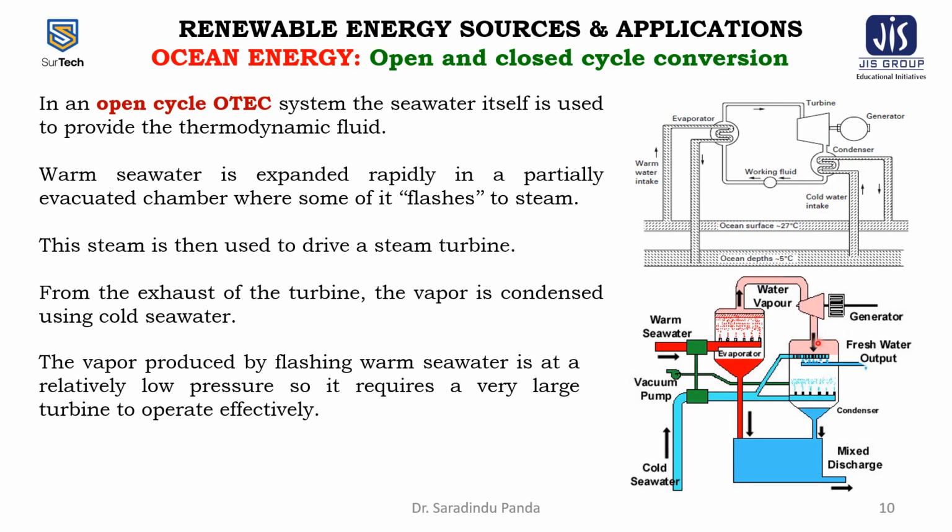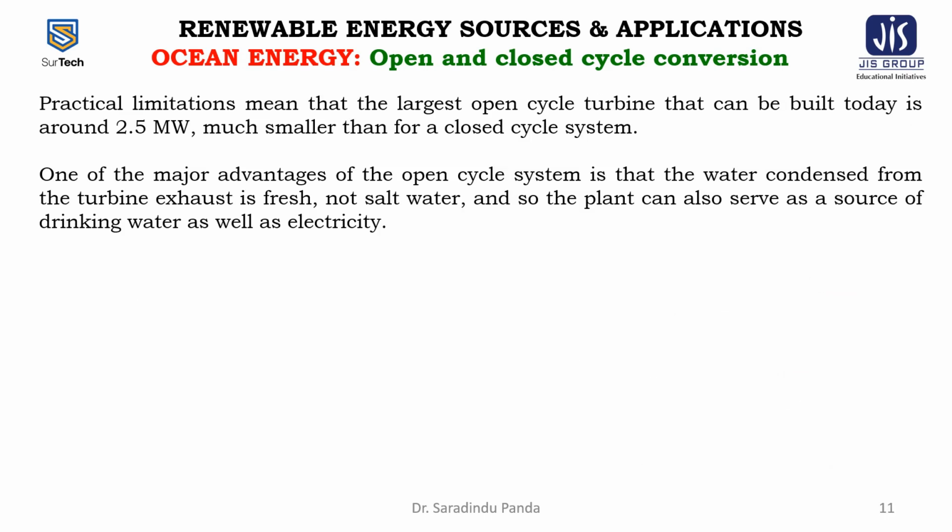The vapor produced by flashing warm seawater is at a relatively low pressure, so it requires a very large turbine to operate effectively. Practical limitations mean that the largest open cycle turbine that can be built today is around 2.5 megawatts, much smaller than for a closed cycle system.